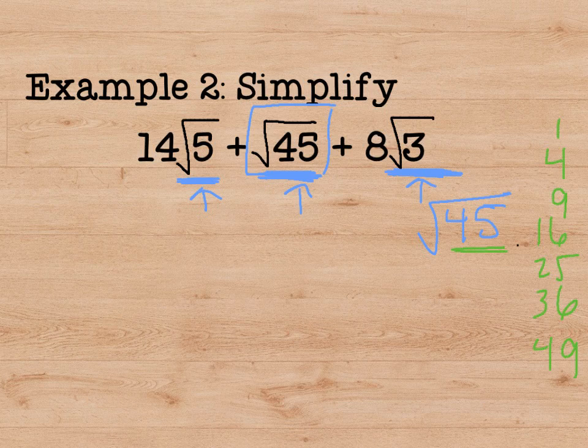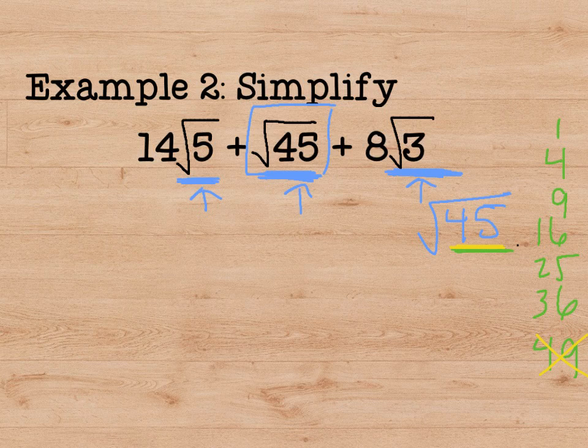So if I remember my list of perfect squares, I know I have 1, 4, 9, 16, 25, 36, and 49. I don't need to know any numbers bigger than 49 because those numbers are bigger than the 45 that I have. So I'm going to go on a search. I'm looking for one of these numbers to be able to be multiplied by something else to make 45. Well, I know it's not 49 because that's too big.